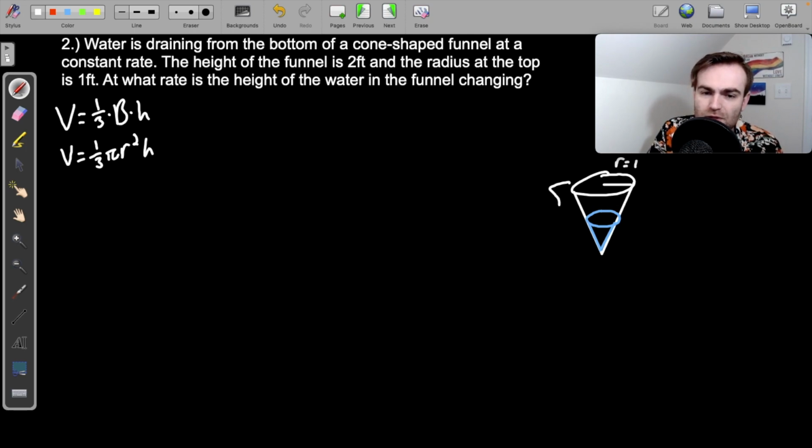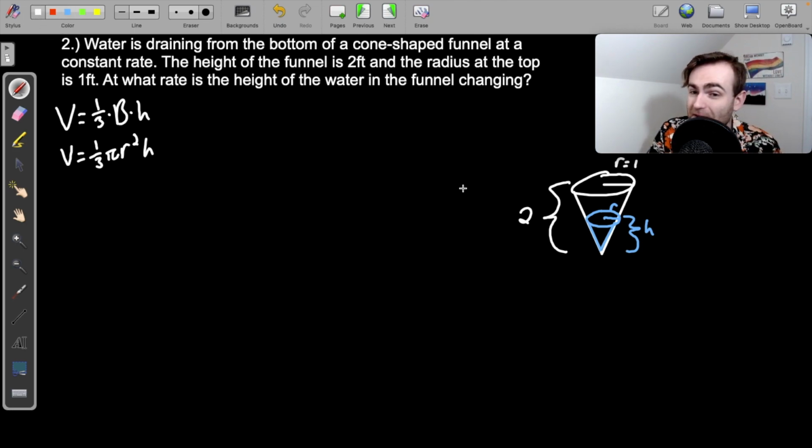And we know that the initial height is 2. I'm going to leave the units off for now. But we don't know what the current radius or the current height is. That information we don't know. We don't know what this is, and we don't know what that is. So it might seem like we don't know a whole lot to start.